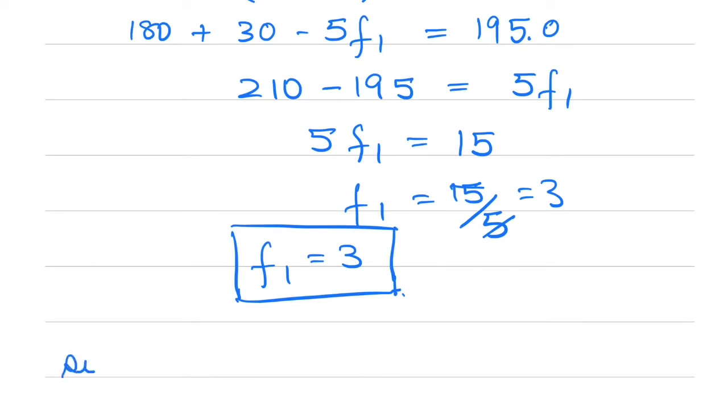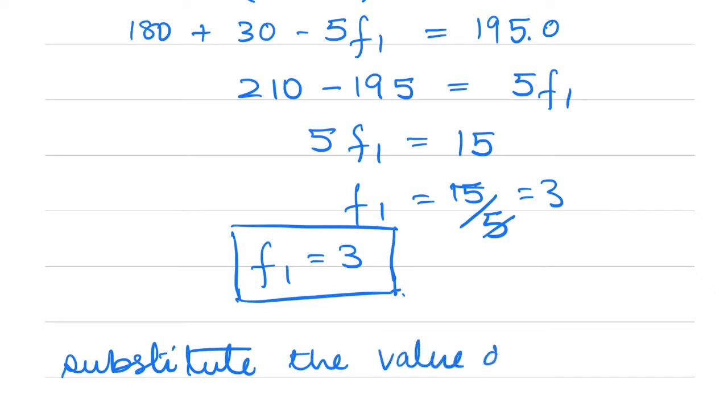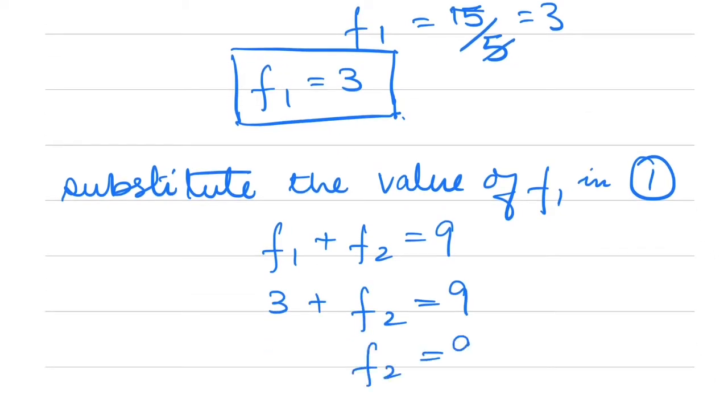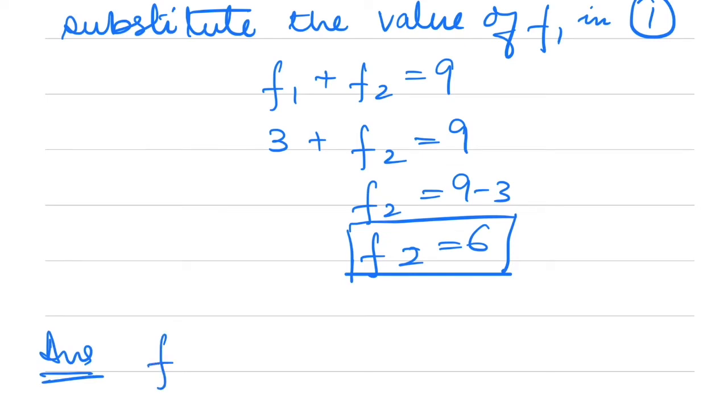Now we'll substitute the value of f1 in the first equation. We had f1 plus f2 is equal to 9. So 3 plus f2 is equal to 9. So f2 is equal to 9 minus 3. f2 is equal to 6. And so the missing frequencies are f1 is equal to 3 and f2 is equal to 6.